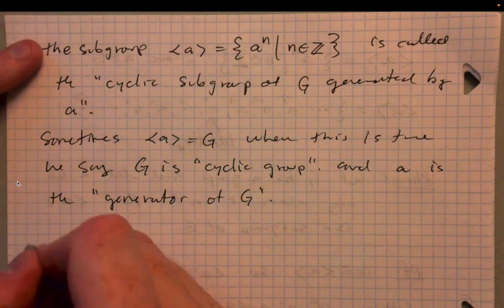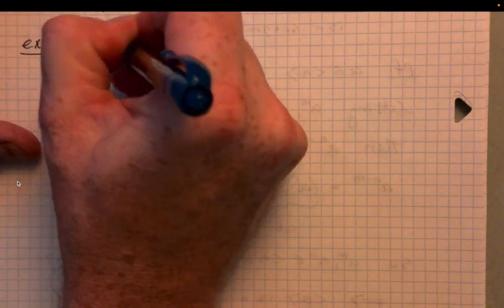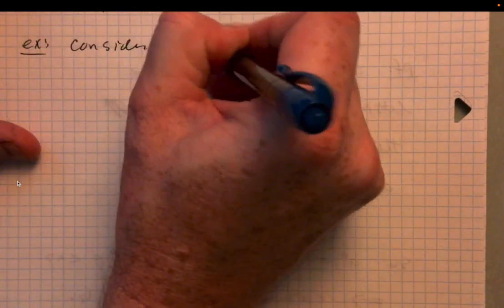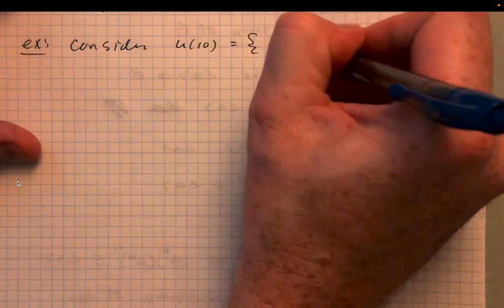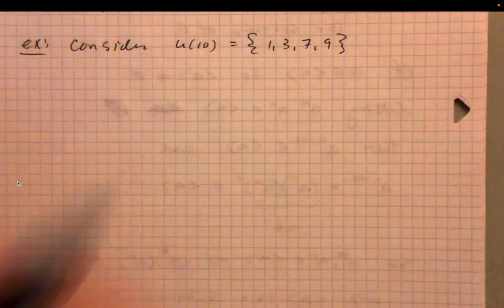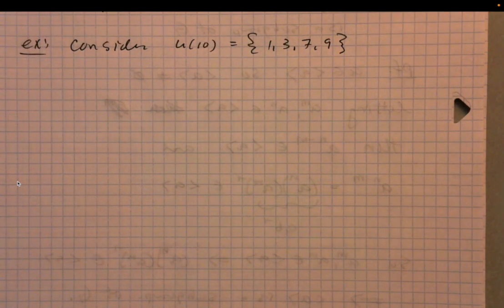Let's do an example. Let's look at an example. Okay, so let's reuse our U10. So consider U10. Remember, that was the elements 1, 3, 7, 9. Now, it may not be obvious, but it turns out that 3 is a generator of this group.